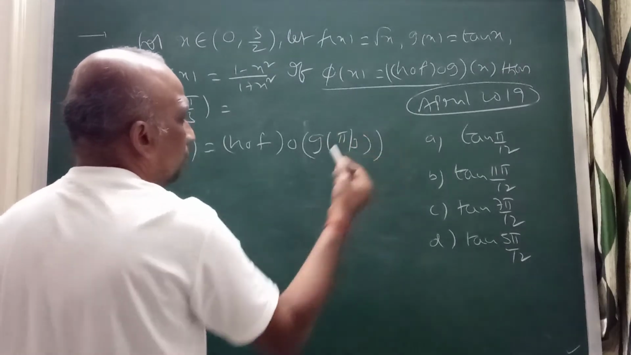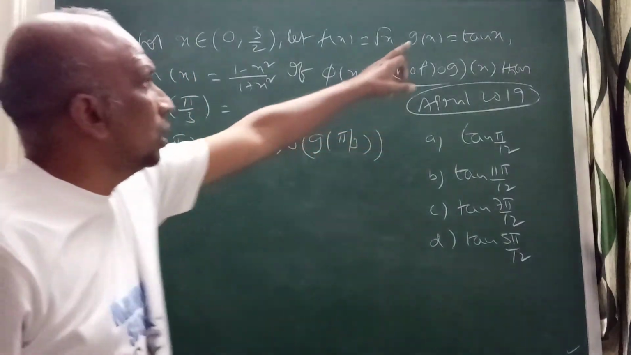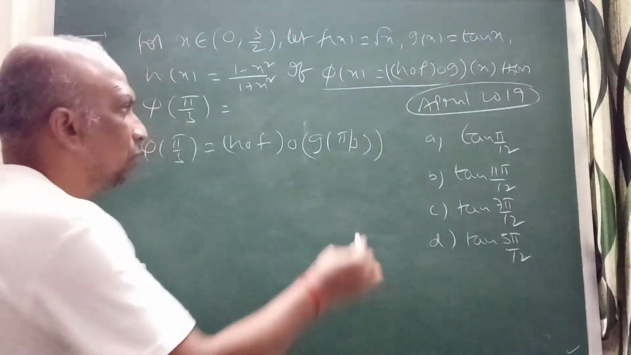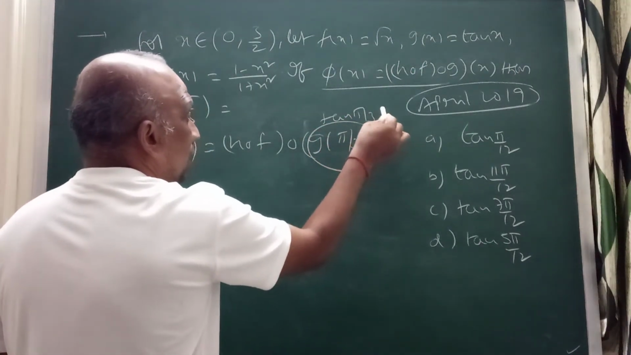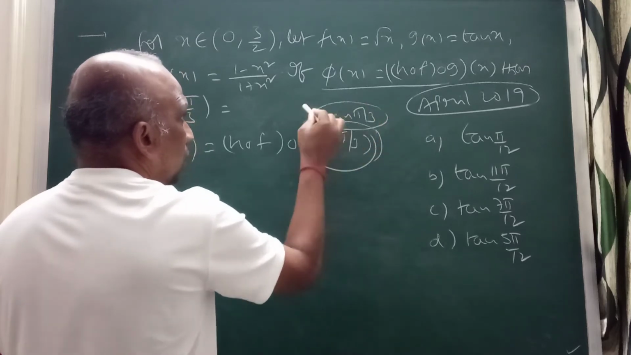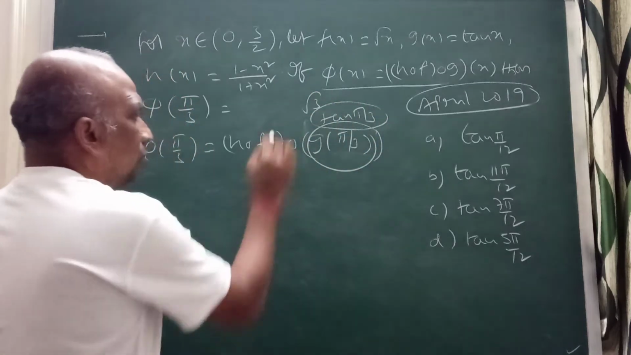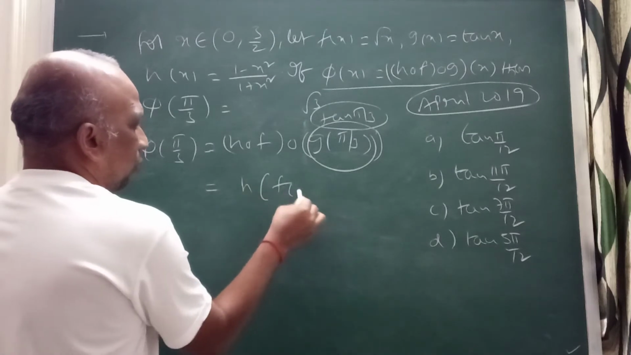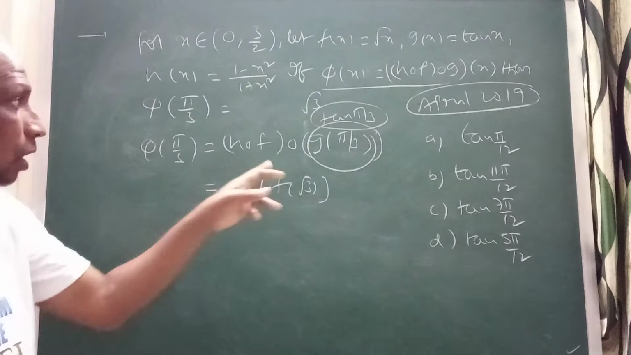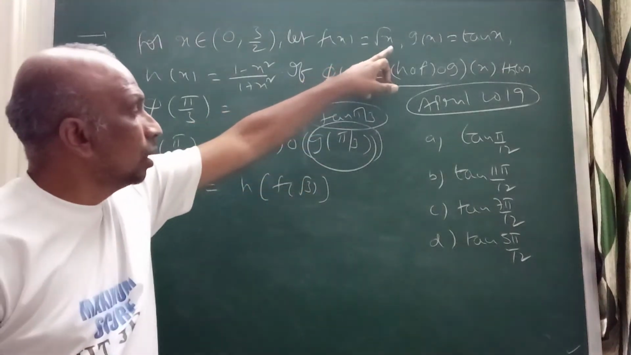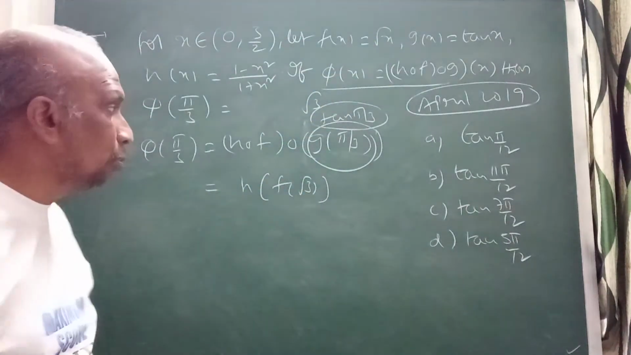What is g of pi by 3? G of pi by 3 is tan pi by 3. Substituting this, tan pi by 3 is, we know, tan 60 which is root 3. This value is root 3. If we split the h off, you will get f of root 3. When you get f of root 3, you will get root 3 again, root 3 to the power 1 by 4, right?